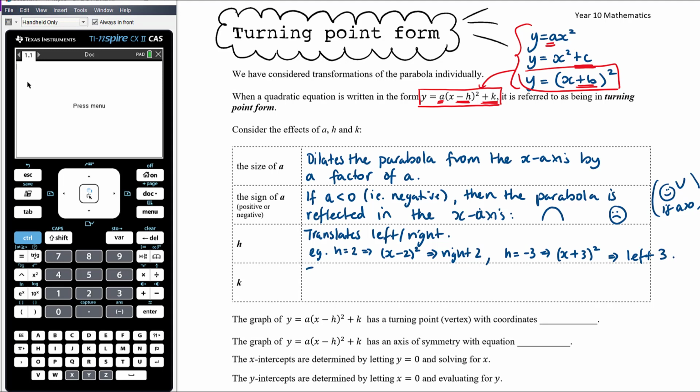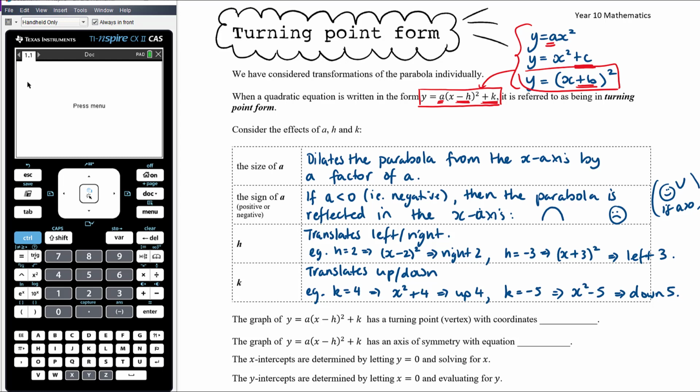Okay, k translates the graph up or down. For example, if k is equal to 4, that means we get x squared plus 4, which is up 4. If k is equal to negative 5, that means we get x squared minus 5, which means we go down by 5.